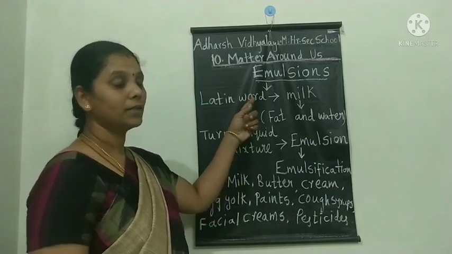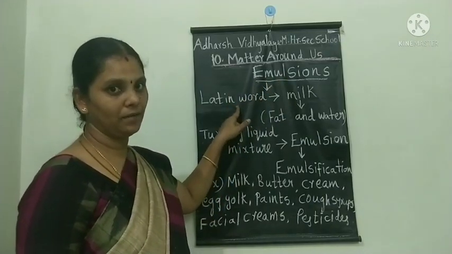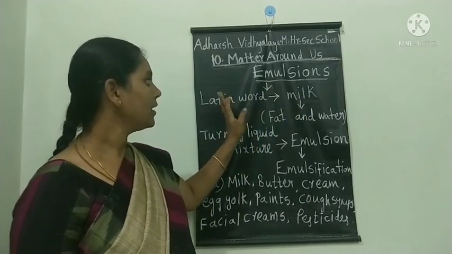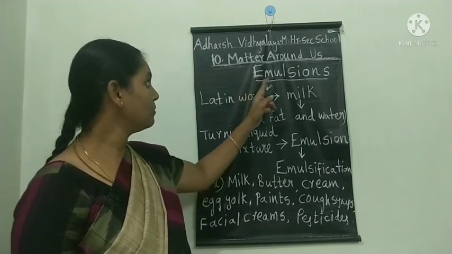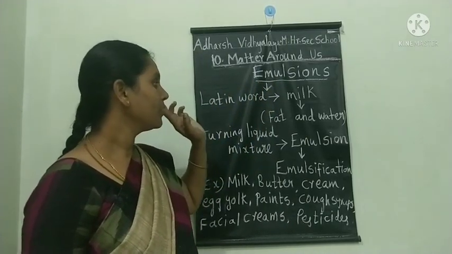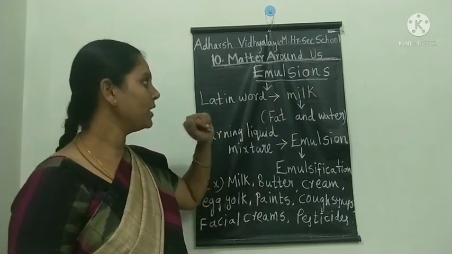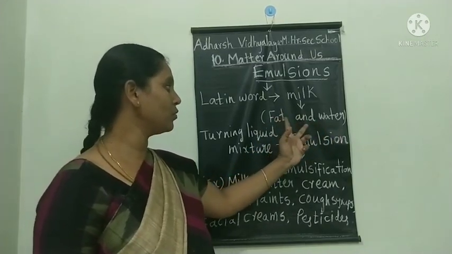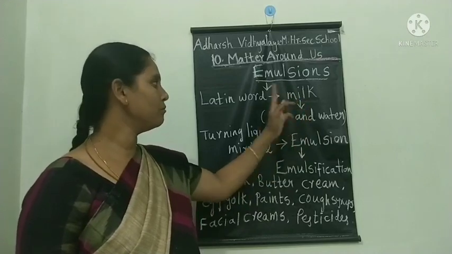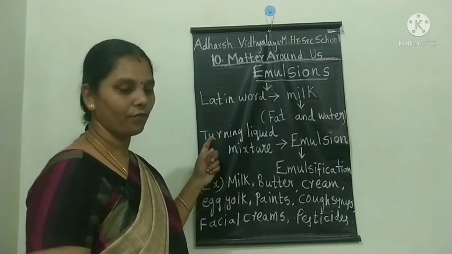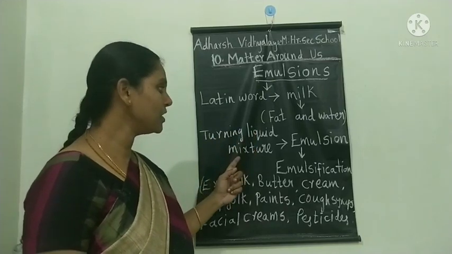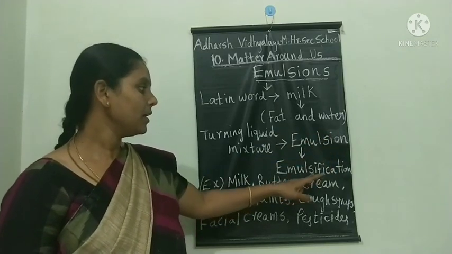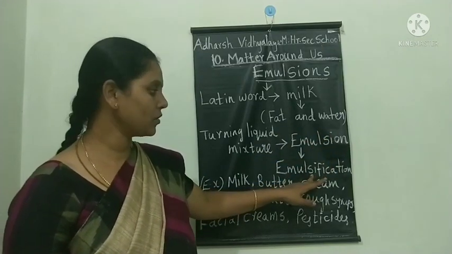Students, the word emulsion comes from Latin. It is a Latin word, meaning milk. So milk is an example of an emulsion. It is an emulsion of fat and water. This combination is called milk. The process of turning a pure liquid mixture into an emulsion is called emulsification.